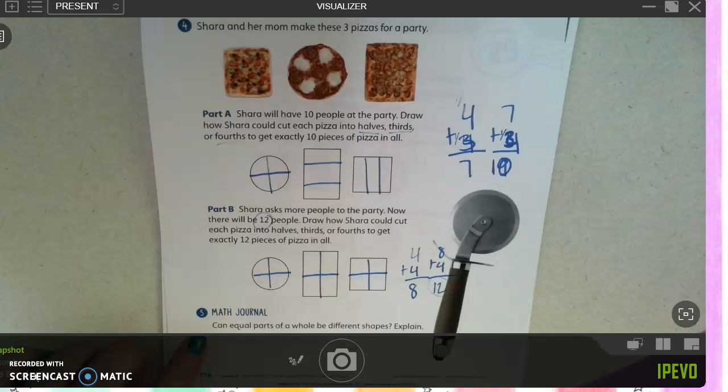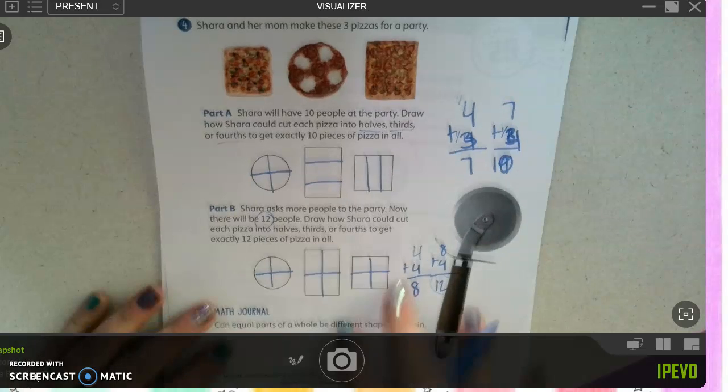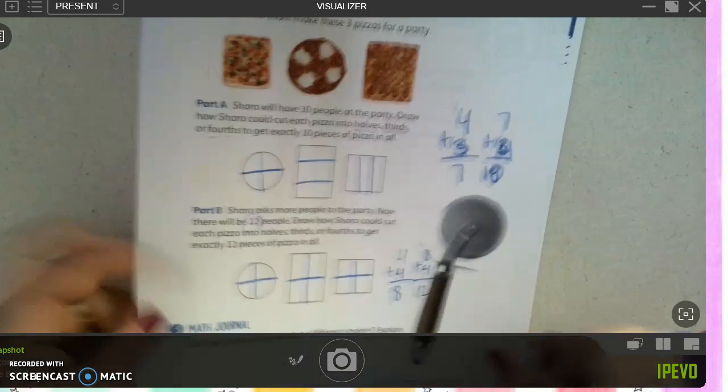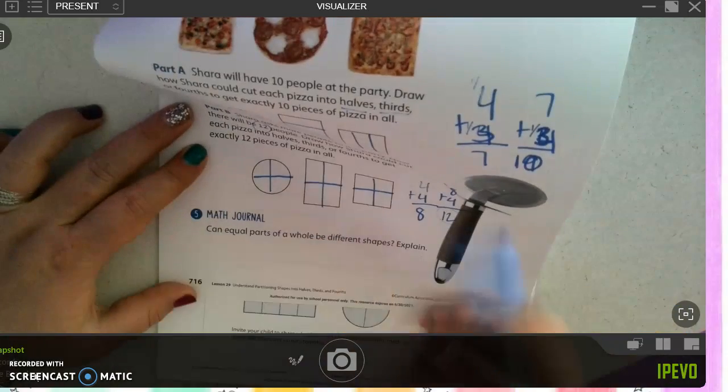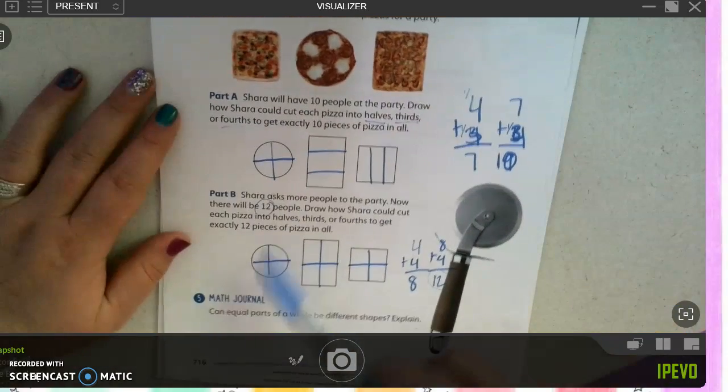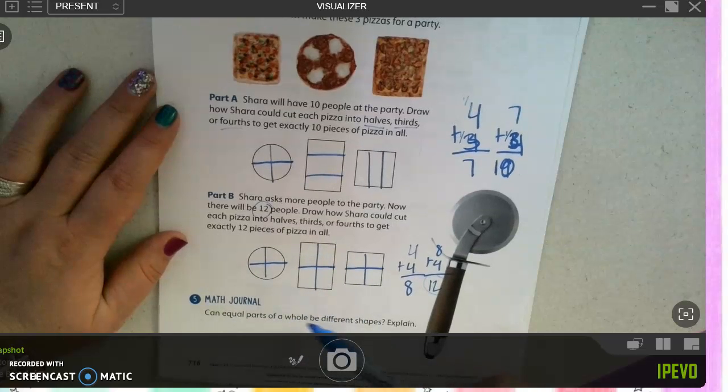Can equal parts of a whole be different shapes? What do you think? Think back to the square that we divided in half. Can equal parts of a whole be different shapes? Sure they can. However, it depends on what shape you're dividing, what the shape of the whole is, because look at our circle up here. We have 4 pieces.